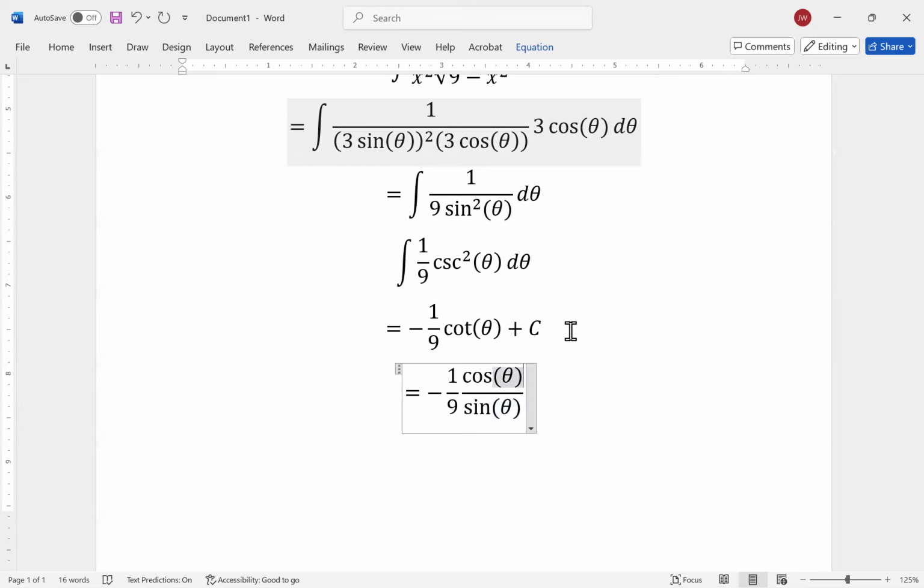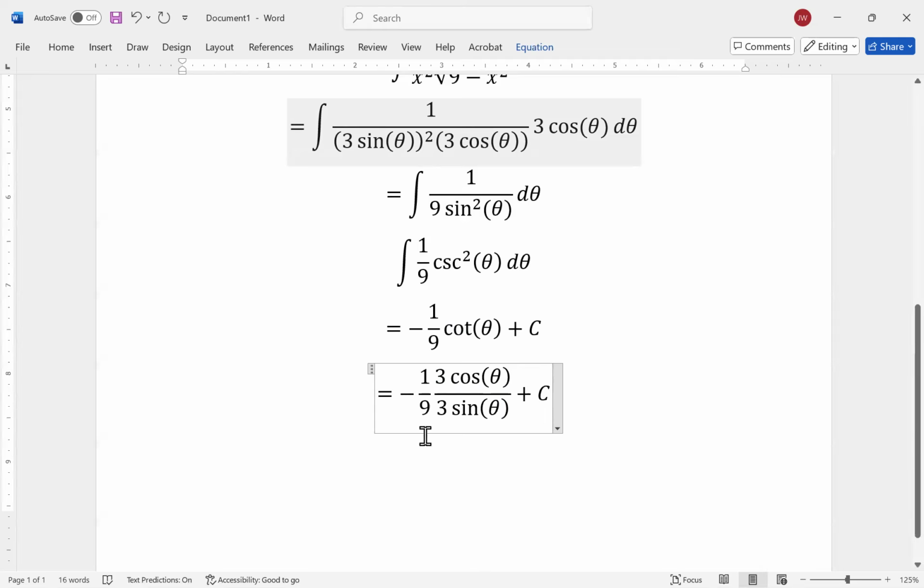And since my substitutions have a 3 out in front, I'll put 3 cosine theta over 3 sine theta. So there we go. That 1/9 is being multiplied, by the way. So just so we're all on the same page, we're multiplying that negative 1/9 times the cotangent.